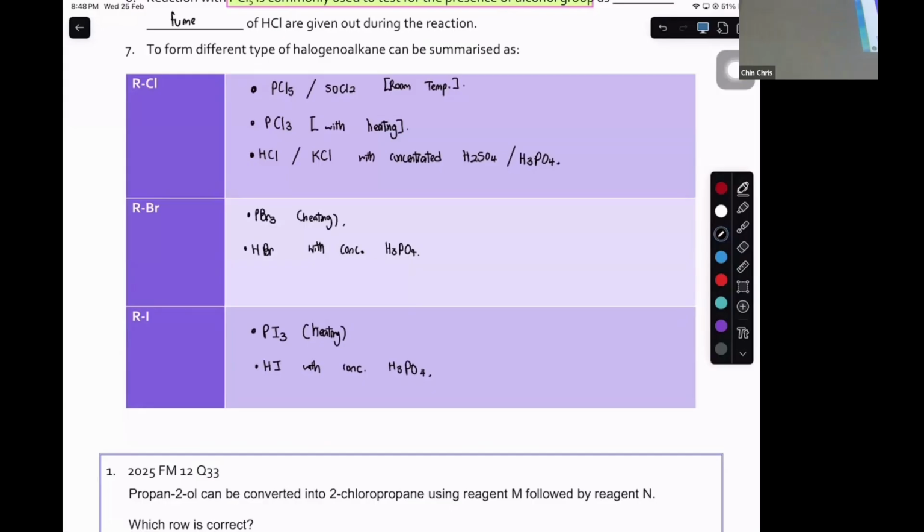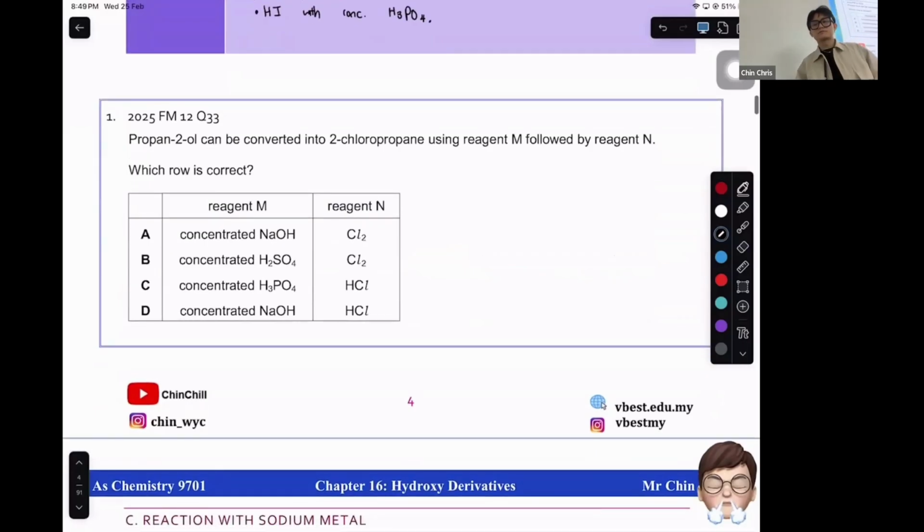Next problem, this can be answered. What is your answer? This one simple, easy. HCl, concentrated H3PO4. Oh, thank you very much. HCl, concentrated H3PO4. Done.